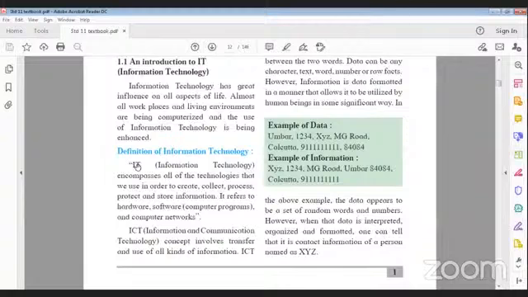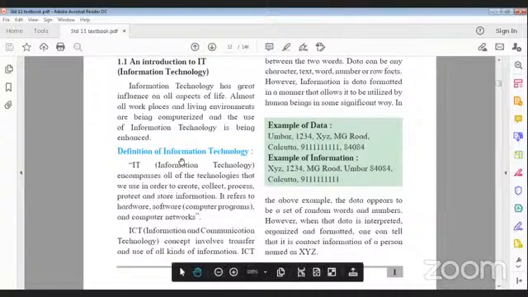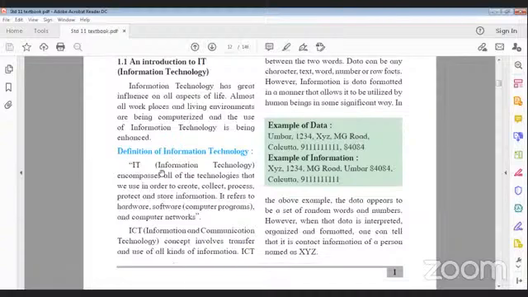Now this topic is important for examination. It will always come right from your semester 1 to your semester 2 final exam. This definition of IT will most probably always be asked. So underline this part. What is the definition of information technology? IT, that is information technology, encompasses. Now the meaning of the word encompasses is that it actually includes.